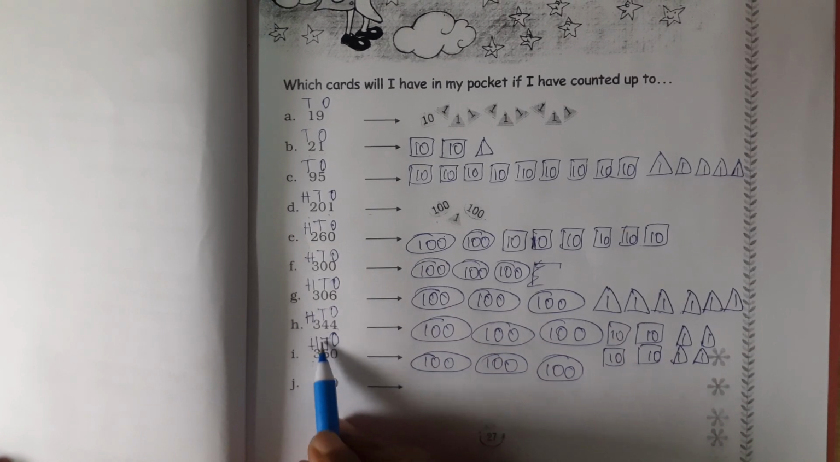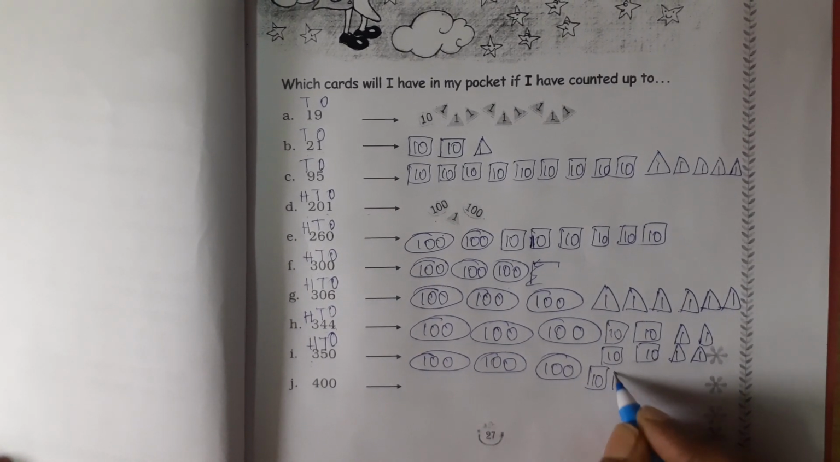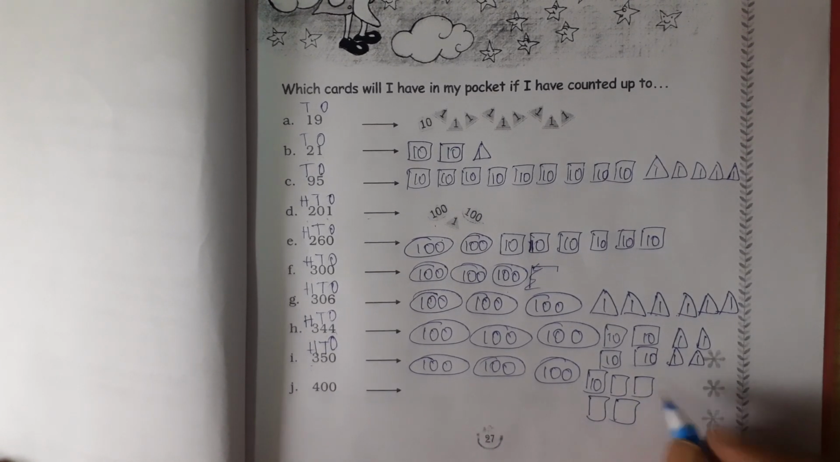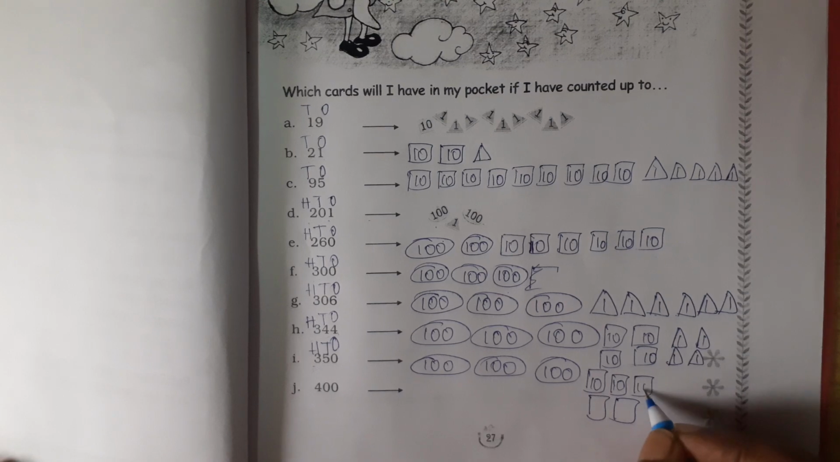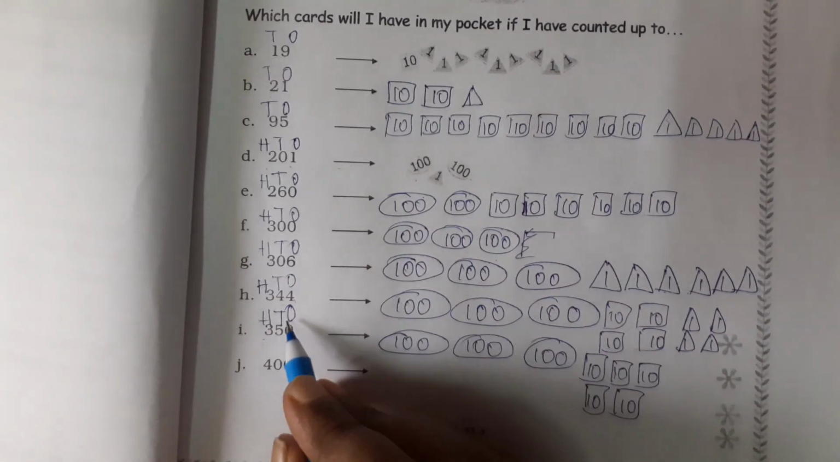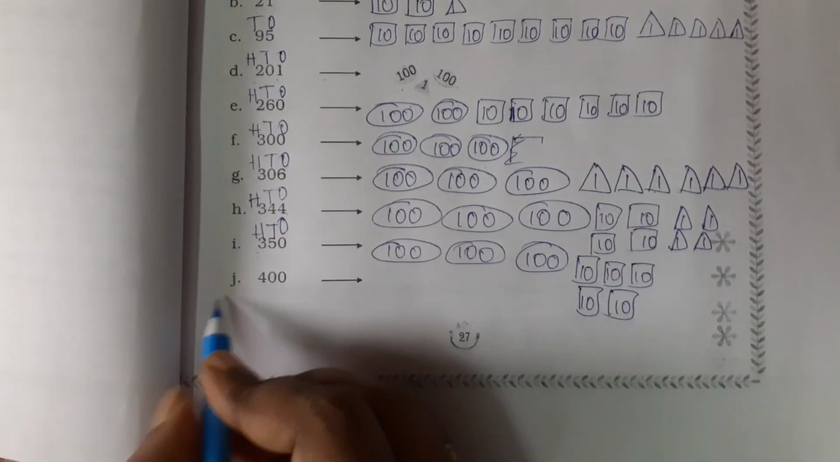300. How many 10 cards are there? 5. Five 10 cards are there. 1, 2, 3, 4, 5. I have no space here, so I am writing here. How many 1 cards are there? No, 0. So leave it as this.